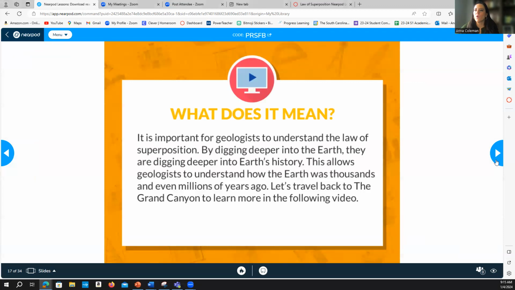Okay, so what does this mean? We're going to watch a short video, but it's important for geologists to understand the law of superposition. By digging deeper into the earth, they are digging deeper into the Earth's history. This allows geologists to understand how the Earth was thousands, and some people might believe millions, of years ago. So let's travel back to the Grand Canyon to learn more in the following video.